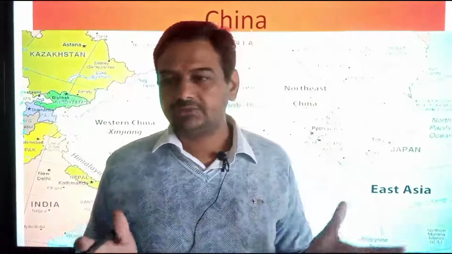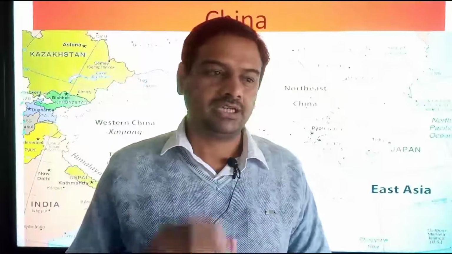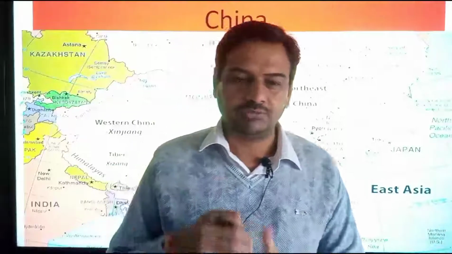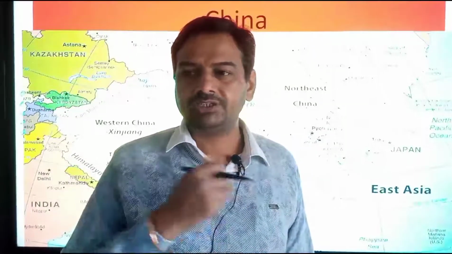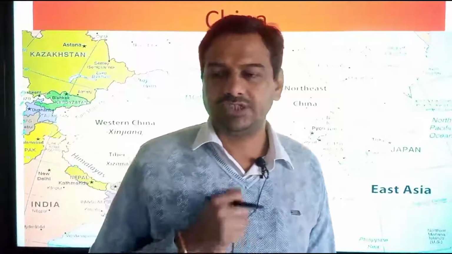Geography I have already explained in the last video, what kind of geography China has. There are three major river systems. Can you name those three river systems? Like Hwanghe, Yangtze and Yellow River. So these are the three rivers which are available in China, which irrigate the land of China.